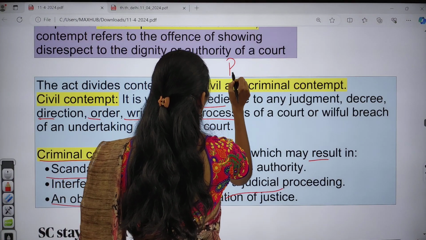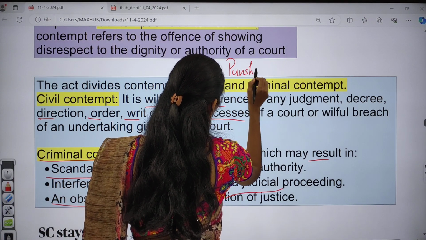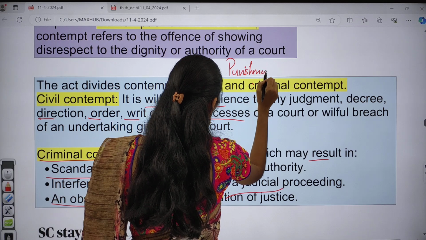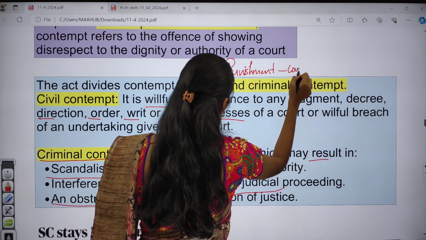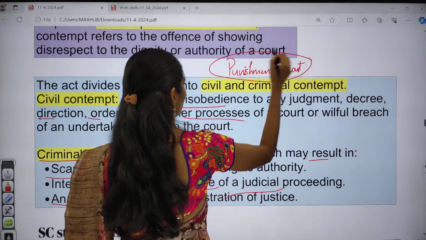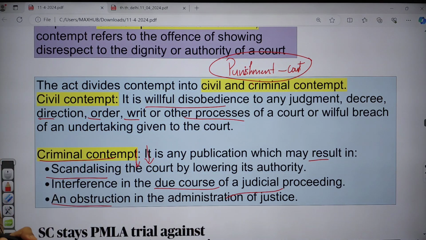Here I want to give you one homework. What is the punishment given by the courts under this contempt? Please do research and please let me know in the comment box for sure.